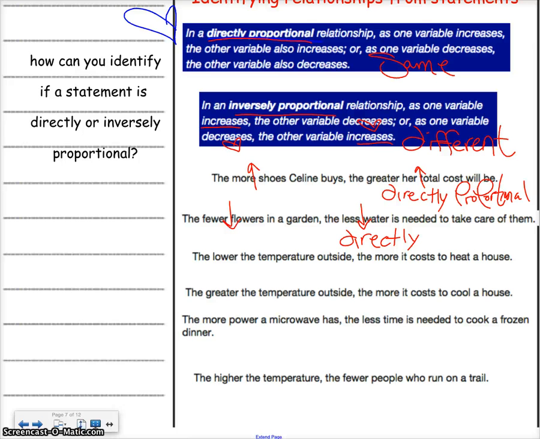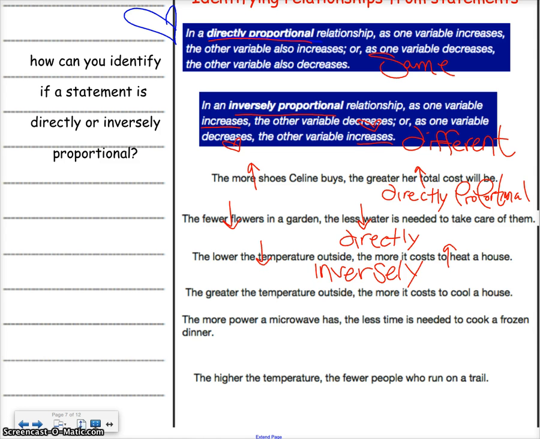The lower the temperature outside, the more it costs to heat a house. The lower the temperature, so my temperature decreases, the more it costs to heat. So my cost to heat my house increases. Same or different? Different. So that means inversely proportional.